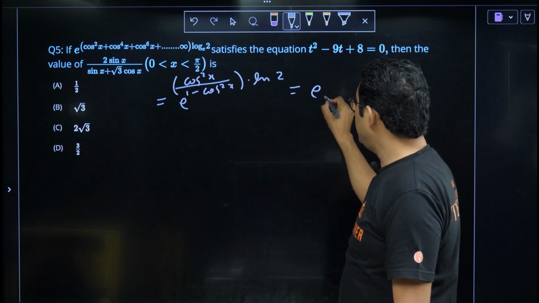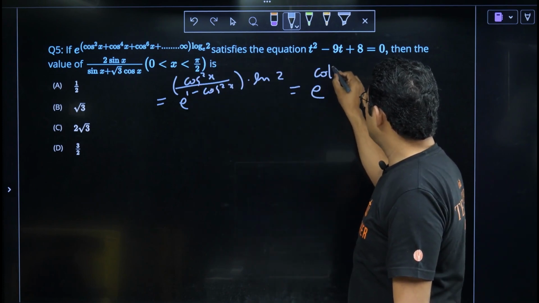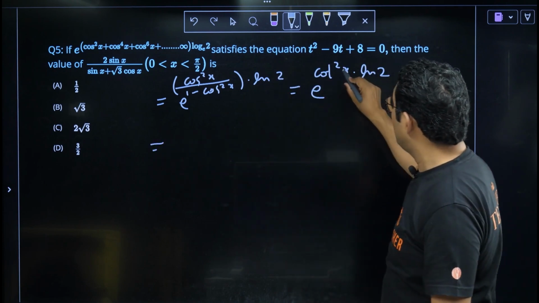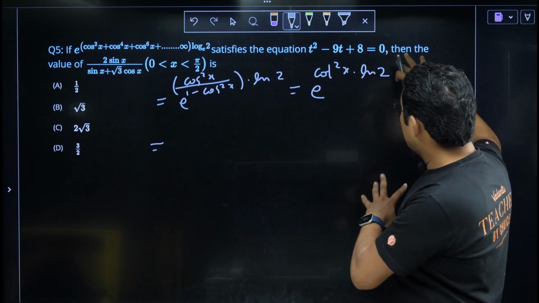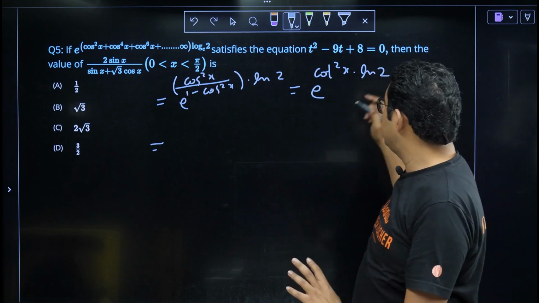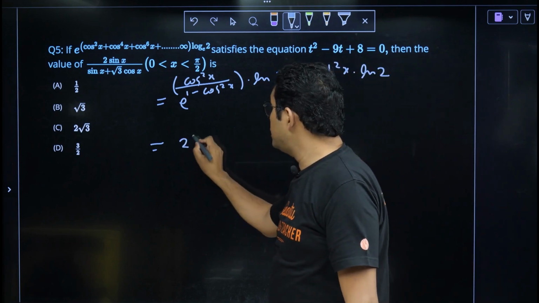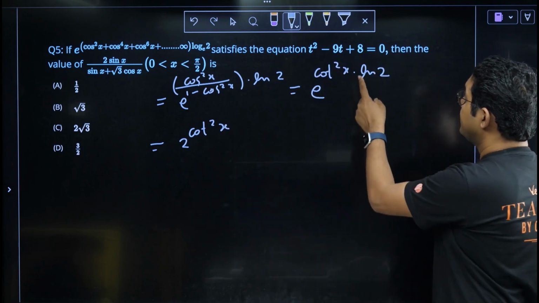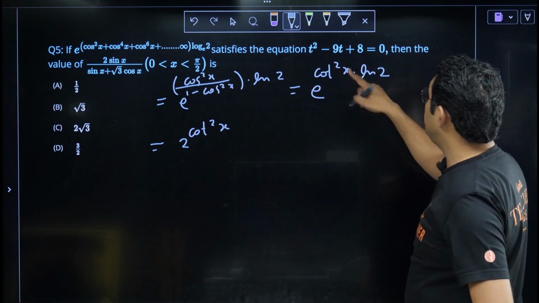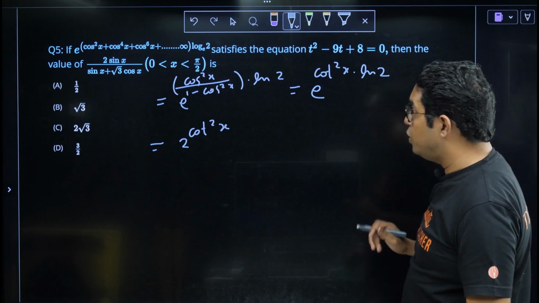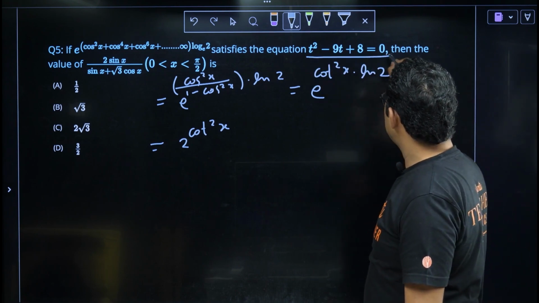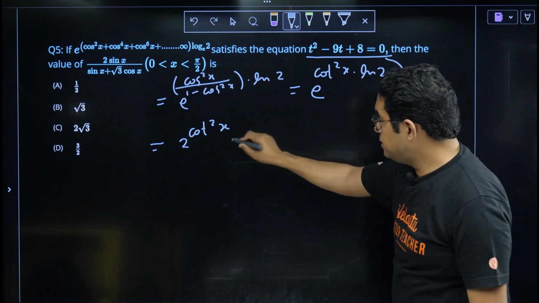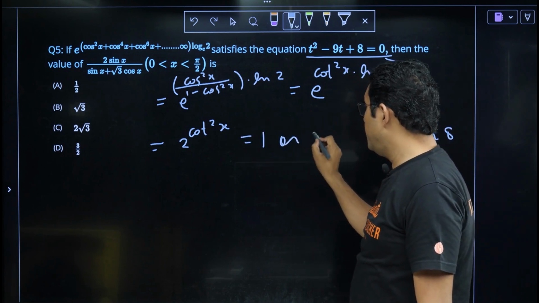So that will be equal to e raised to the power cot square x into ln 2. If you take the 2 inside the log, the e power ln will get cancelled. So here we will be getting 2 raised to the power cot square x. Now we are given that this satisfies the equation t square minus 9t plus 8 equal to 0. Then you can see the roots here are t equal to 1 or t equal to 8.